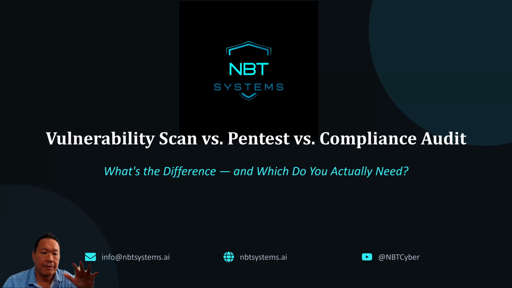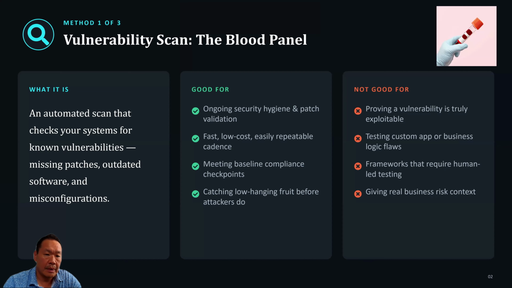Today, we're talking about vulnerability scanning, pen testing, and compliance auditing, what the differences are, and which do you actually need. So a vulnerability scan checks for known vulnerabilities, missing patches, out-of-date software, misconfigurations. These are good for validation of your environment.